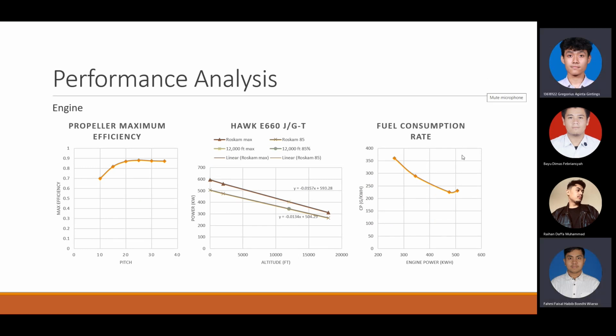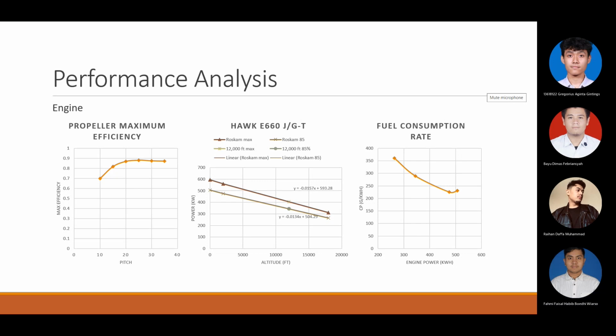The next one is about the performance analysis. The first is the engine performance, referring to the propeller chart. We can know the maximum efficiency of the propeller at some pitch angle of the propeller, and then using the reference of our engine power, which is a maximum of 596 kilowatts, the engine power will decrease as the altitude increases, and the fuel consumption rate will increase as the altitude increases.